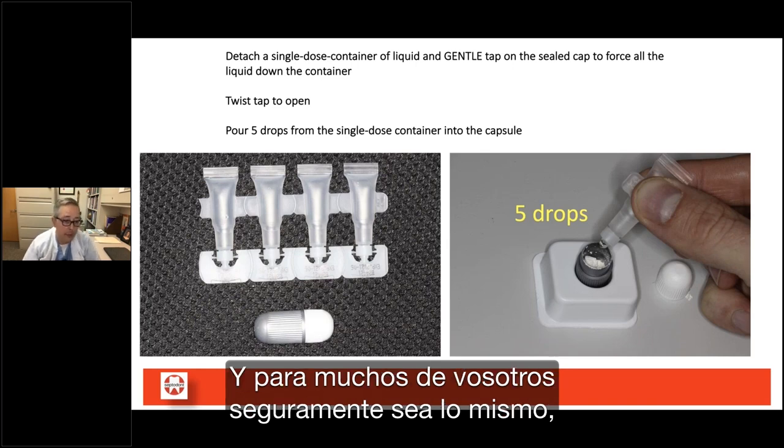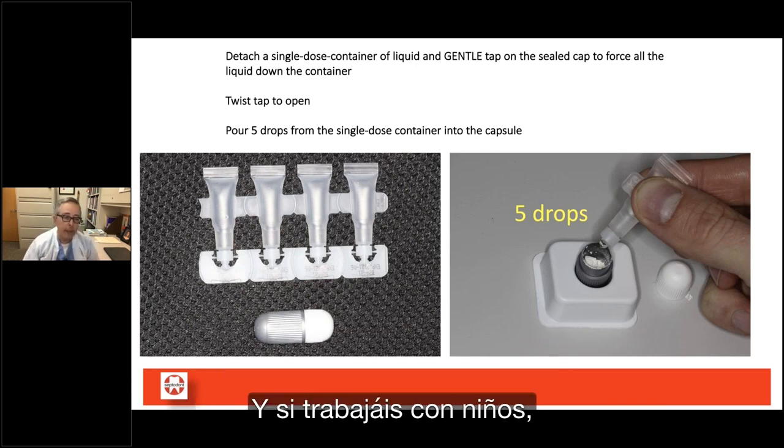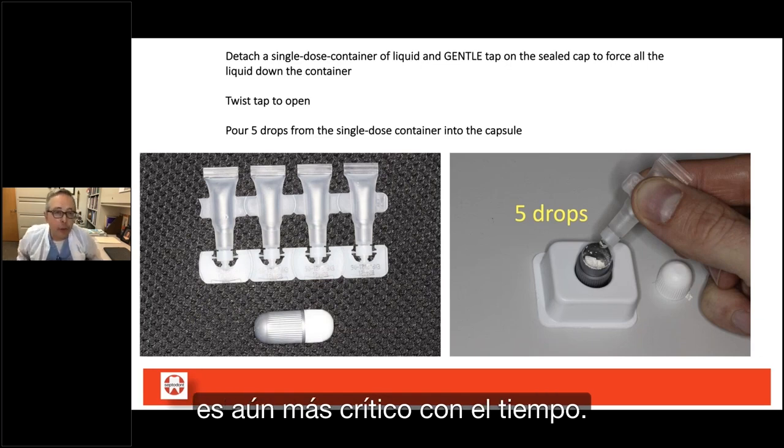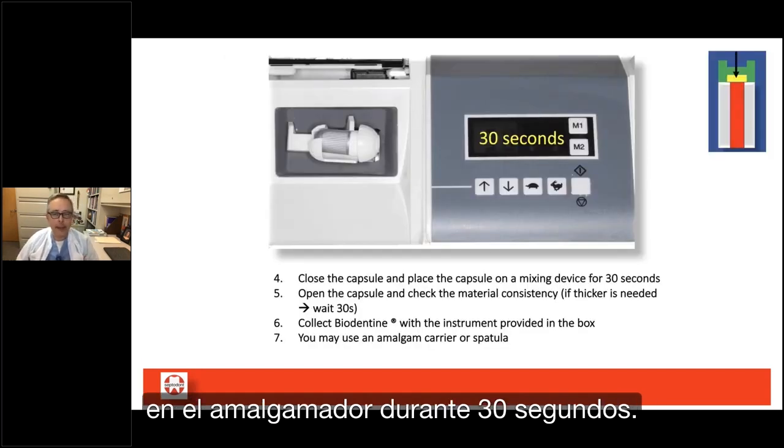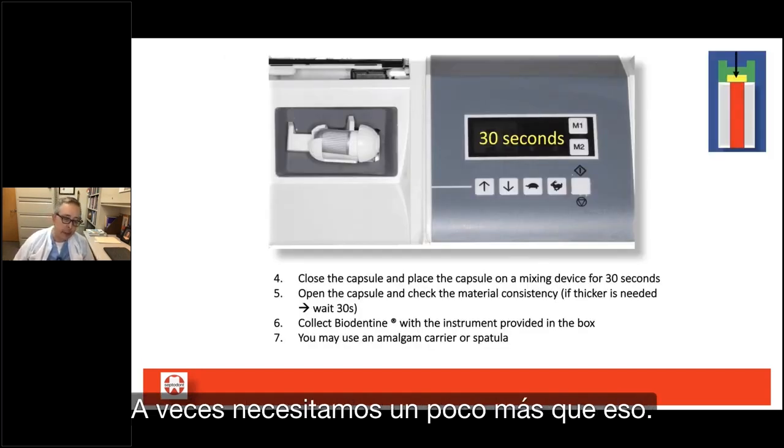And I'm sure the same for you. You don't want to waste material. And if you work with kids, the time is even more critical. In the old days we used this, and then we put that in the amalgamator for 30 seconds. Sometimes we need a little bit more than that.